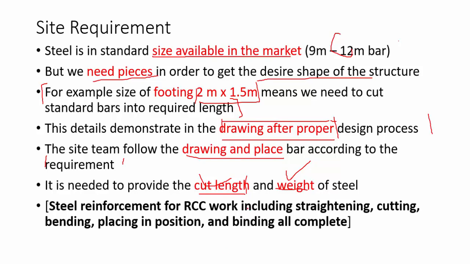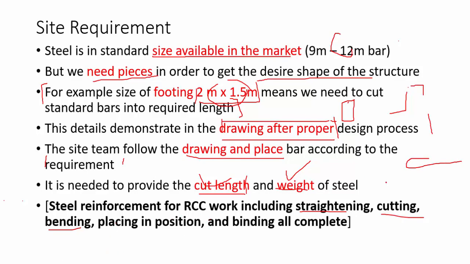I mentioned here the BOQ description: steel reinforcement for RCC work including straightening. Straightening means when it comes to the store in the raw shape, you need to straighten it, then you need to cut according to these sizes, then you need to bend for different purposes, like an L shape bend, like you need to make a stirrup, or you need to make a U, whatever the bending is, you need to bend.